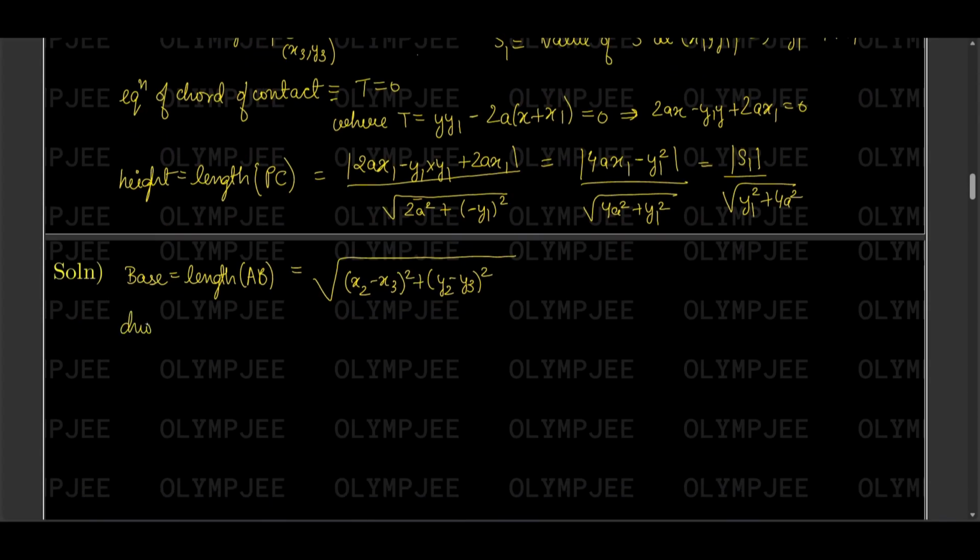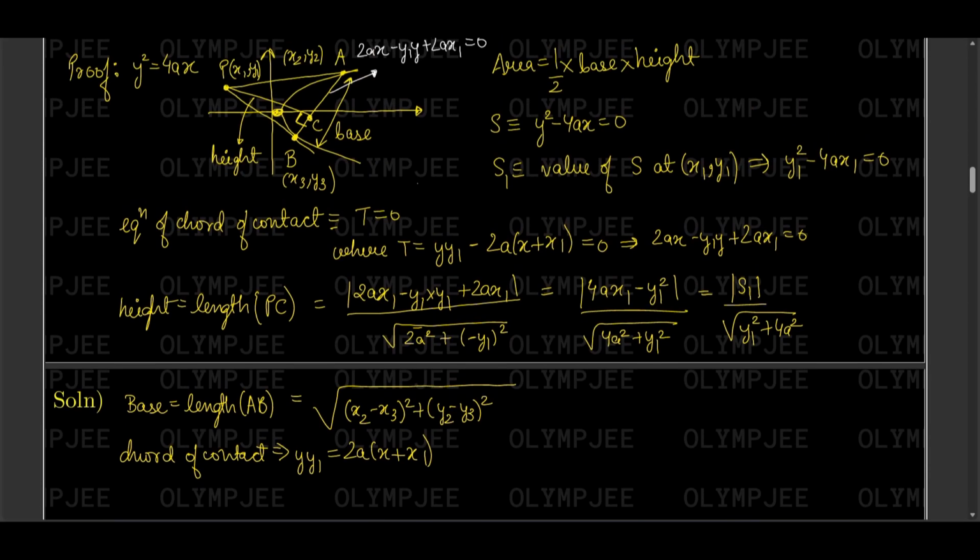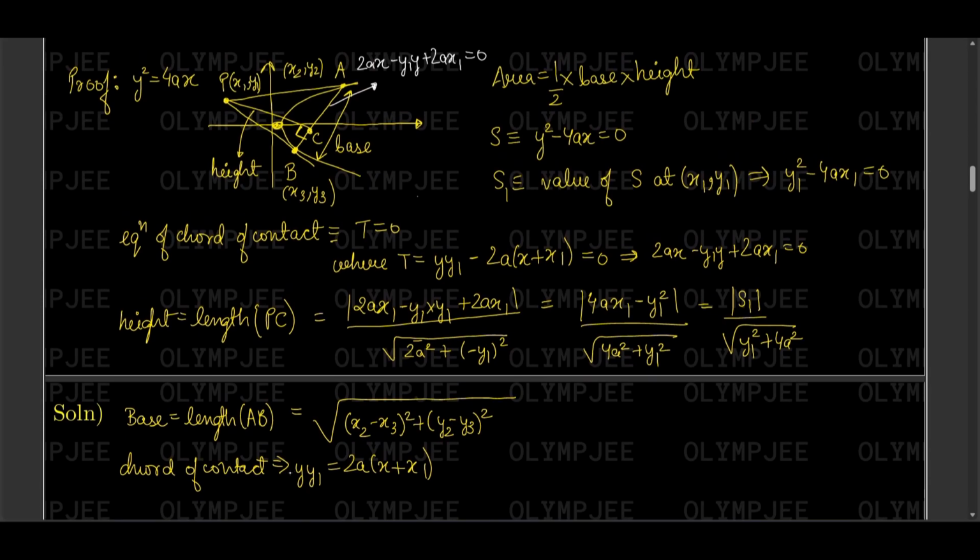So the chord of contact we know was given as y1 y is equal to 2a into x plus x1. To find x2 comma y2 and x3 comma y3, I can find the intersection of this chord of contact with the parabola.